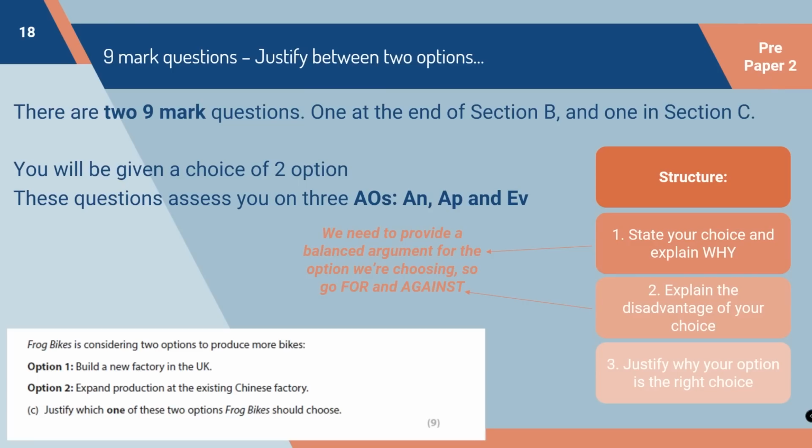So if we look at this example: build a new factory in the UK, or expand production at the existing Chinese factory. If we go with option 1, we need to say why option 1 is the right option, why they should do the UK factory. Then we need to give some downsides to the UK factory. We're not talking about the Chinese factory. But then in the conclusion, we might say, well, yeah, the UK factory might be cheaper, might be better quality, might have fewer defects, or whatever it is. At that point in your conclusion, you can compare.